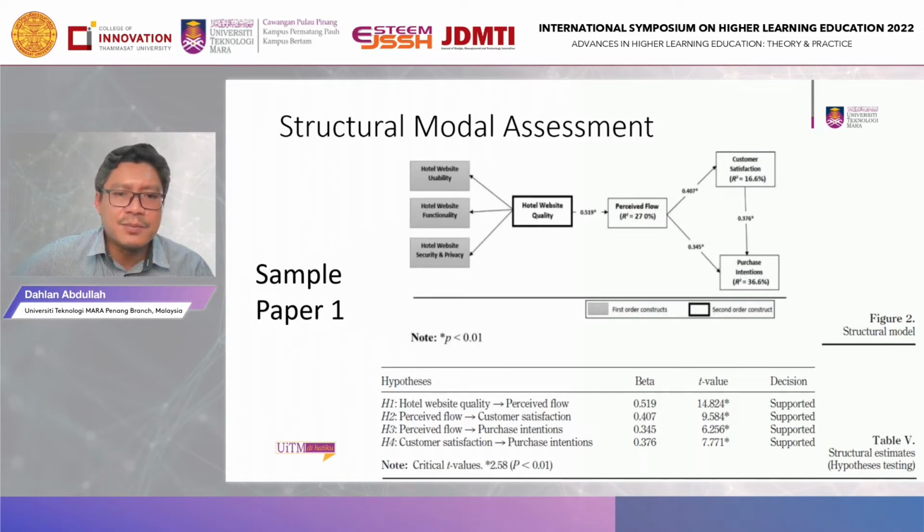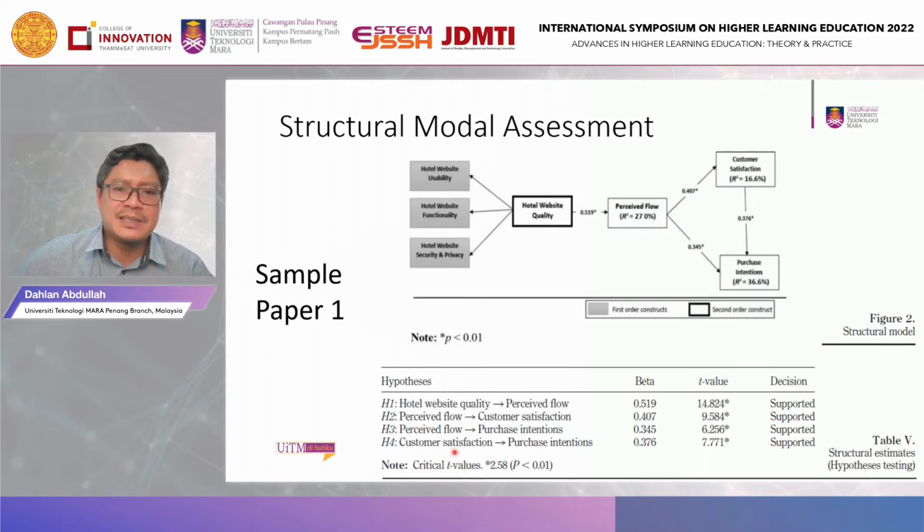Similarly for H3, look at it, from perceived flow to purchase intention here. This is perceived flow, and this is the intention. The beta score here is 0.345, meaning positive, right? Because the value ranges from -1 to +1, this is positive 0.345, meaning the relationship between perceived flow and purchase intention is a positive relationship. And then is the relationship significant or not? We take a look at the t-value. The t-value is more than the critical value of 2.58, meaning the relationship is significant. The effect is significant, and that's why we put it here as supported.